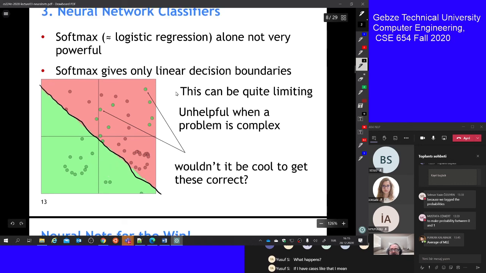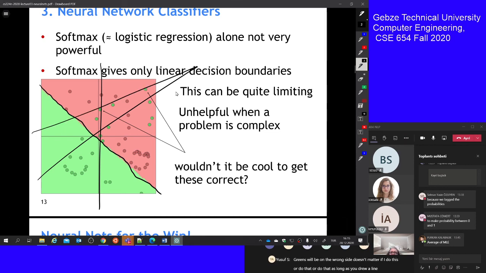I mean, whatever you do, if you draw a single line, you are not going to successfully separate this space into 2. Some of the greens will be on the wrong side. Doesn't matter if I do this or do that or do that. As long as you draw a line, you cannot be 100% successful or 80% successful, because more than 20% of the greens will stay on the other side of the line, right? That's not good.